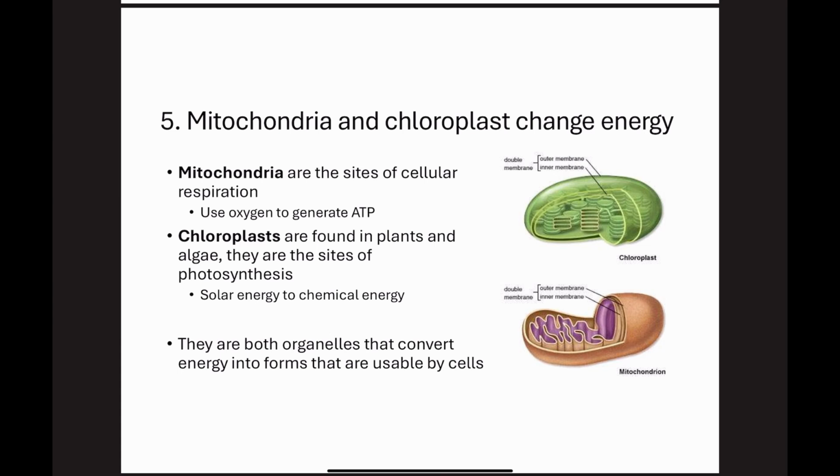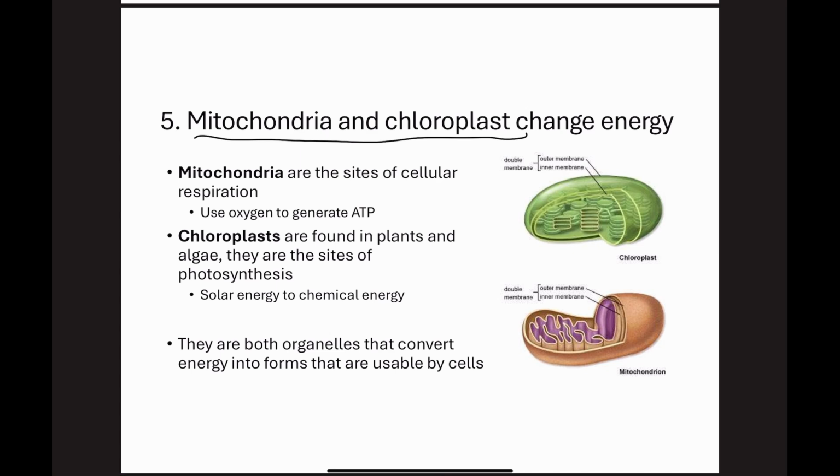So we have two structures that are called the mitochondria and chloroplast. And if you remember, aside from the nucleus, these two structures are the only ones that contain DNA. And they have an important function, and they both function to convert energy into forms that cells can use for work. The mitochondria, we can think of the mitochondria as the powerhouse of the cell.